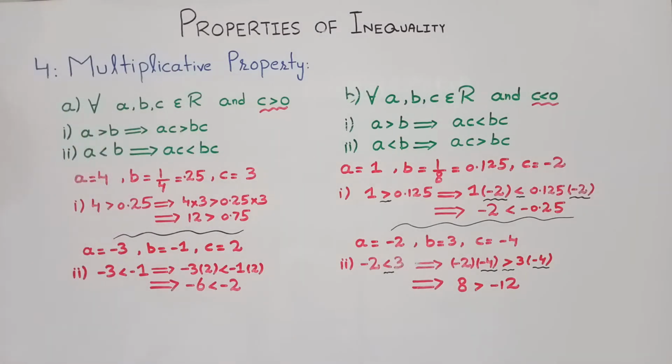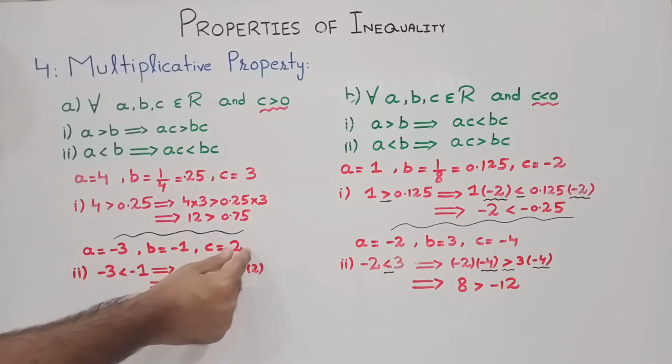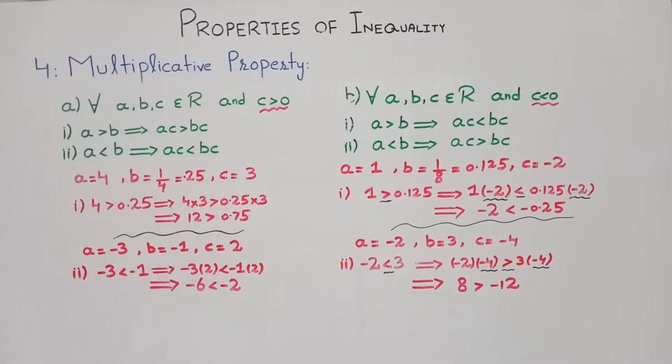Let we have another three real numbers for condition 2. Let we have a is equal to minus 3, b is equal to minus 1 and c is equal to 2. By looking at these numbers, we can say that a is less than b as minus 3 is less than minus 1. Now we multiply both sides of the inequality with a common positive number, and we will see whether its direction will change or not.